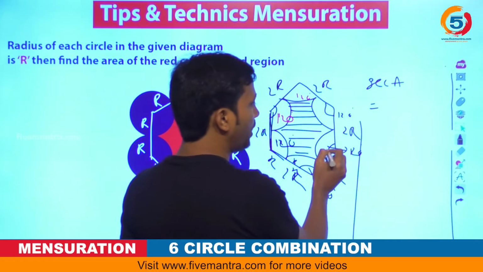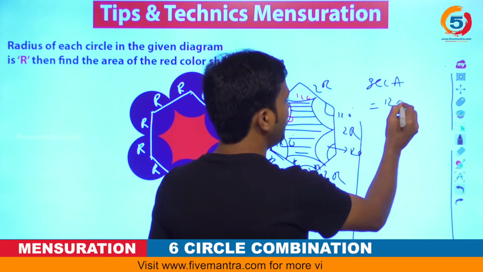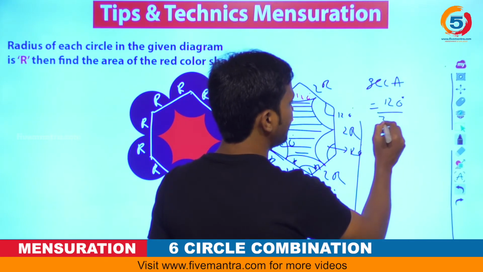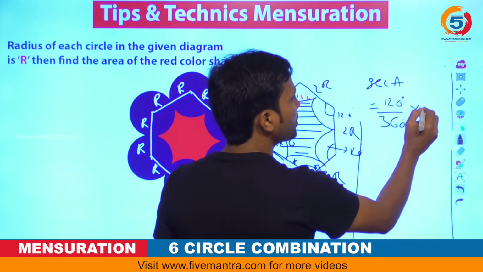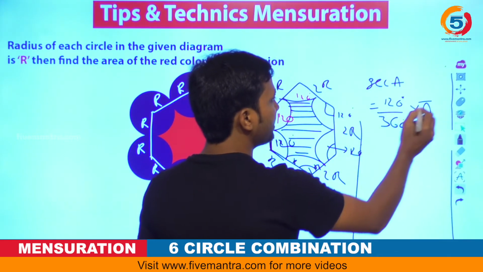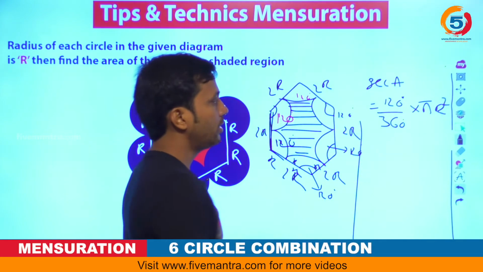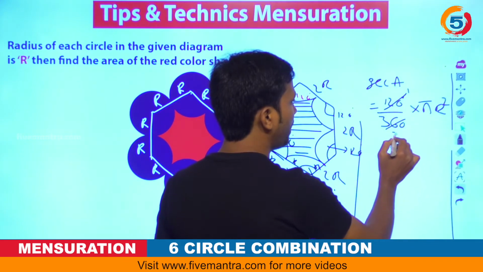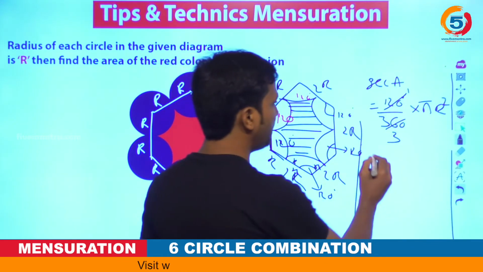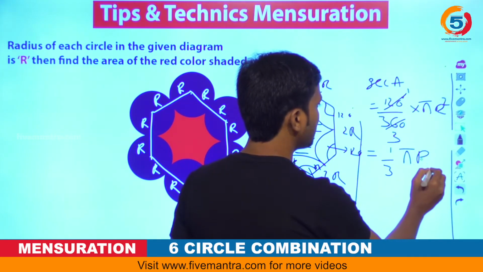What is theta here? 120, or not? Theta means angle. So it is 120 degrees by 360 times pi r square, where the radius is capital R square. Now this can be simplified: 12 ones are 12, 12 threes are 36. So it is 1 by 3 pi r square.